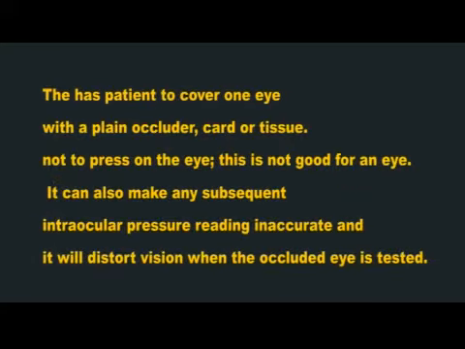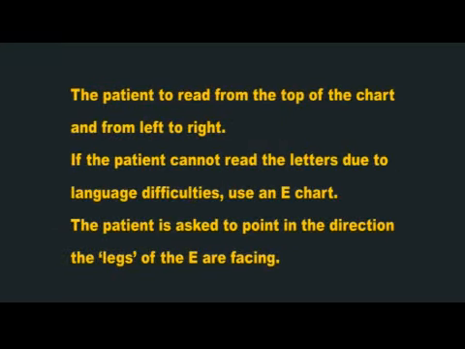Ask the patient to cover one eye with a plain occluder, cord or tissue. They should not press on the eye. This is not good for an eye that has undergone surgery. It can also make any subsequent intraocular pressure reading inaccurate, and it will distort vision when the occluded eye is tested. Ask the patient to read from the top of the chart and from left to right.